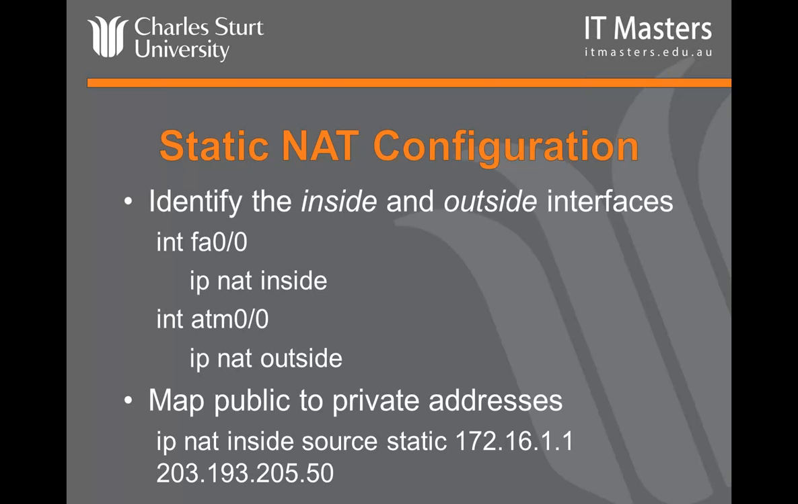Now it's source translation, so we're translating from the source, the inside PC or inside device, going outbound. If my PC was on 172.16.1.1, that would be my inside local. When I initiate my connection outside to whatever web server I'm going to, my inside global would appear as 203.193.205.50 to the outside world.